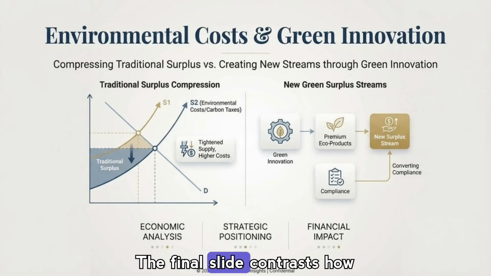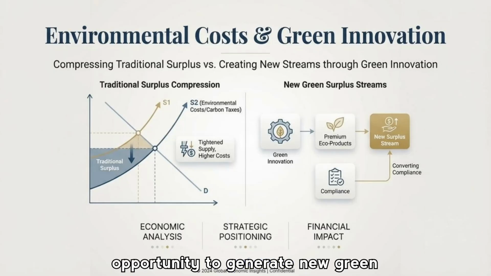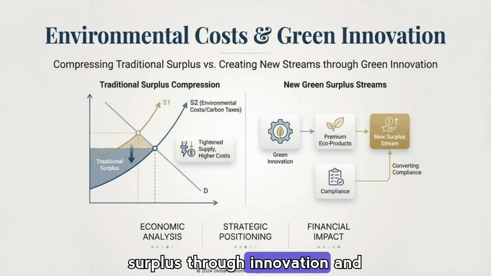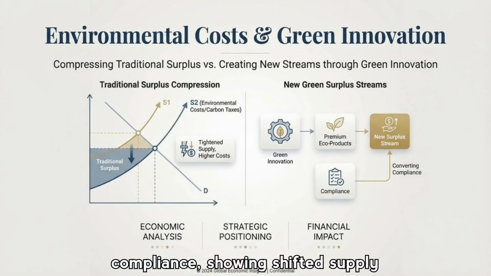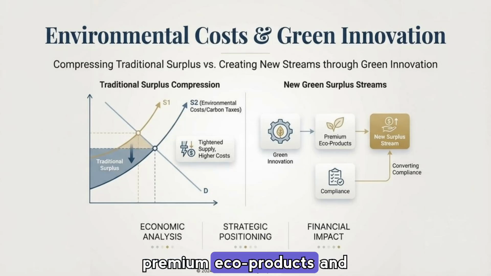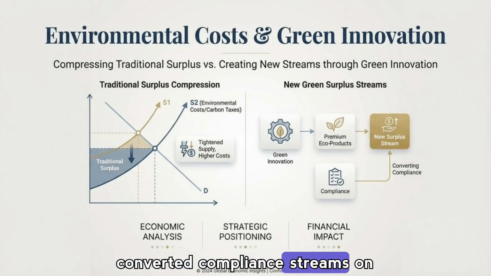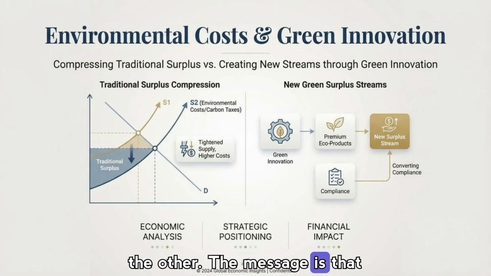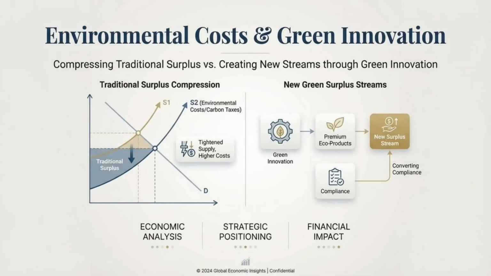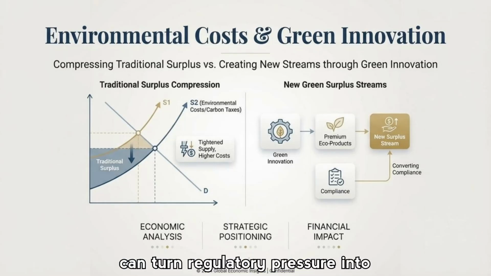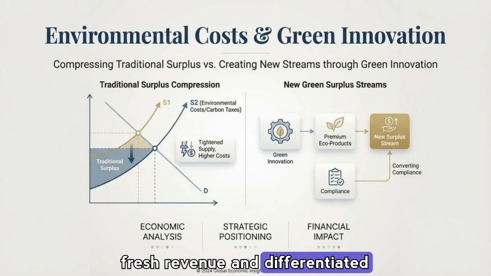The final slide contrasts how environmental costs compress traditional surplus with the opportunity to generate new green surplus through innovation and compliance, showing shifted supply and higher costs on one side and premium eco products and converted compliance streams on the other. The message is that forward-looking green investment can turn regulatory pressure into fresh revenue and differentiated value.